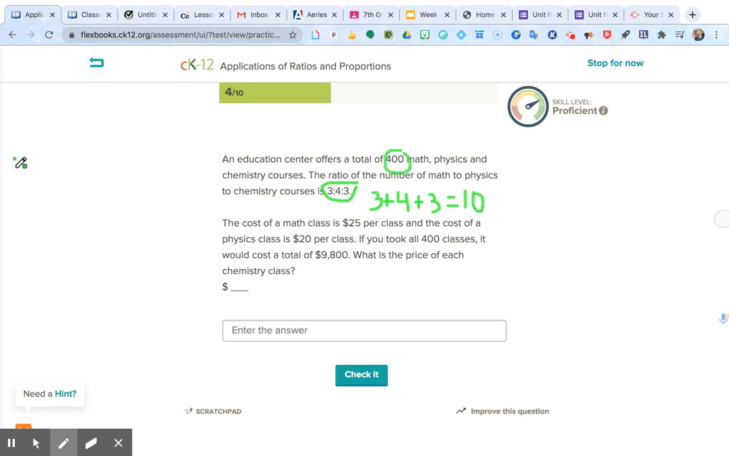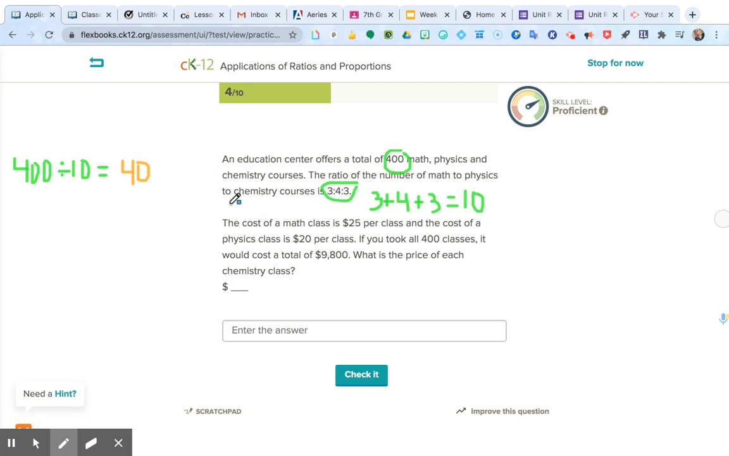So I'm going to do 400 divided by the 10. And 400 divided by 10 is 40. So I took this rate, I added them together, I got 10. Then I divided my total number of classes by my rate. So I have 40, which means I have to multiply each of these by 40. So I take 40 of each of the classes. So I have to take 40 times each of the ratio of the classes. So I'm going to multiply all of these by 40.